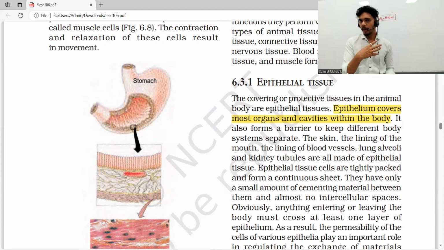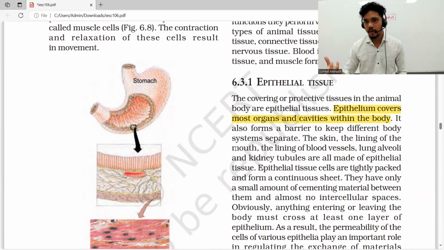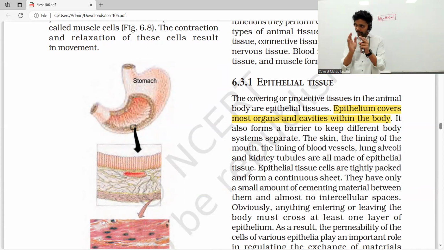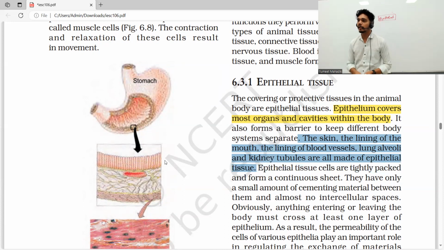In the stomach, there are some secretory cells, like goblet cells. They are responsible for giving the enzymes. So the epithelial tissue which develops into secretory tissue is called glandular epithelium. Okay. They also form a barrier or keep different body tissue systems separate. The skin, the lining of the mouth, the lining of the blood vessels, lung alveoli, and kidney tubules are made of epithelial tissue. So where can you find epithelial tissue?